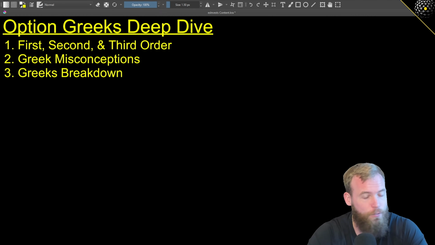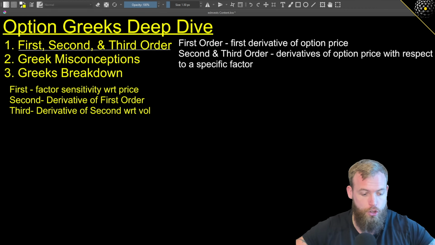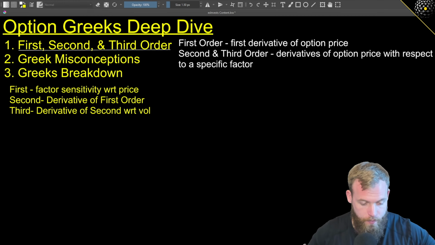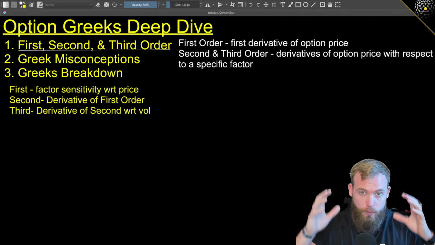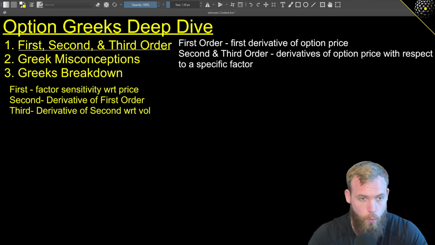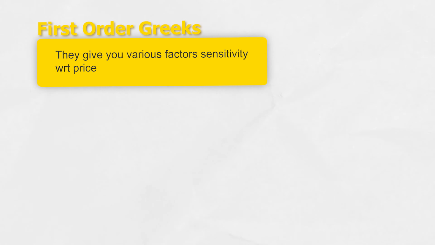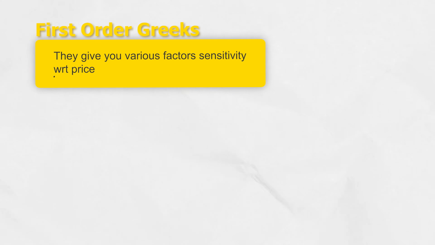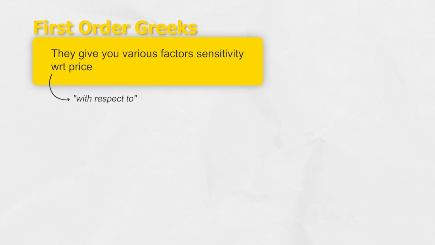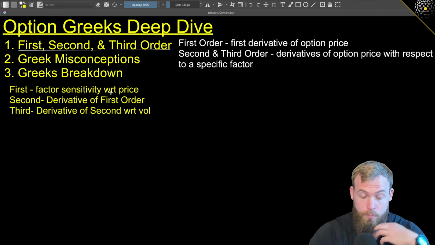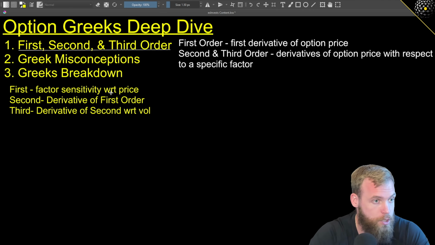So what do these different orders mean? Well, when you talk about options, we're generally going to be talking about different factors in the context of a differential equation. We're not going to go deep into that world in this video today, but just know that that is essentially what we're doing. So the first order Greeks give you various factors' sensitivity with respect to price. That's what WRT means, with respect to. You're going to see that a lot, so just earmark what this means.